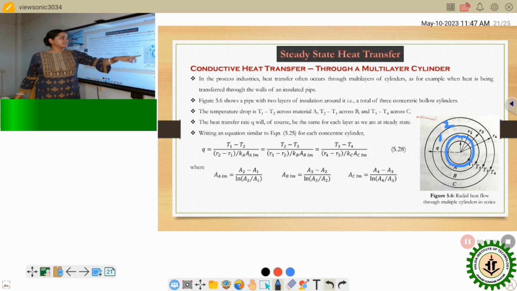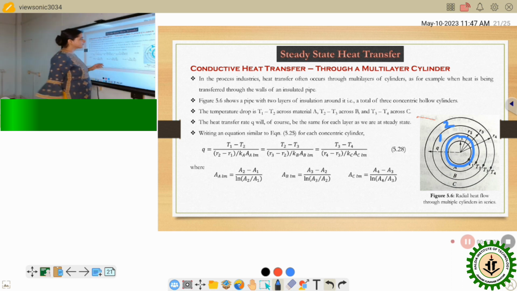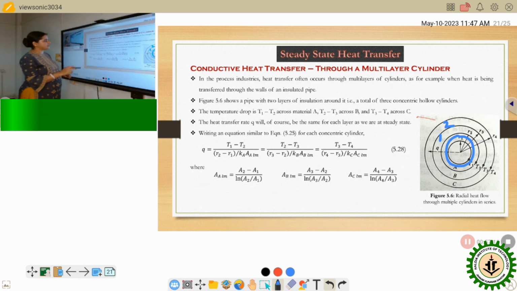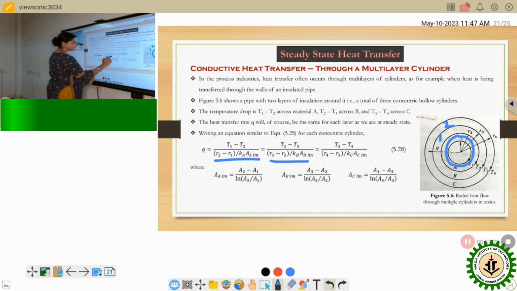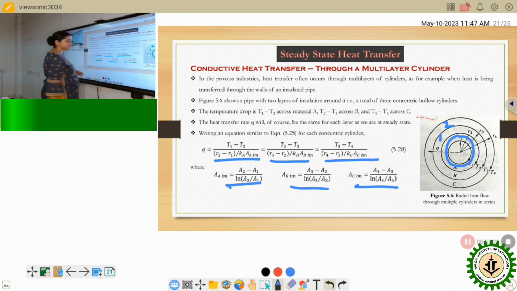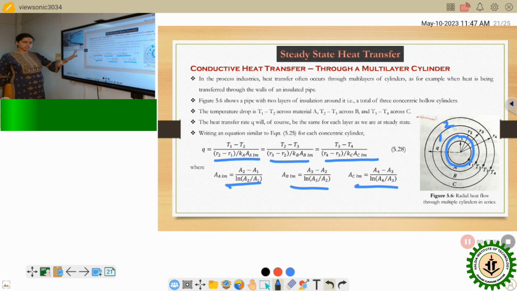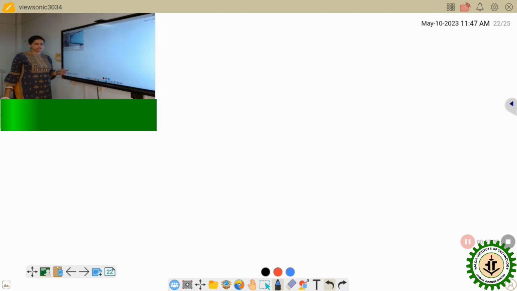So total 3 concentric hollow cylinders are there, A, B, C. The temperature drop is T1 minus T2 for material A, T2 minus T3 across material B and T3 minus T4 across C. Heat transfer rate Q will of course be the same for each of the layers because they are in series. So I will have individually T1 minus T2, T2 minus T3 and T3 minus T4. And then for this I have the log mean area for material A, log mean area for material B, log mean area for material C. Same formula as the single one but in series.